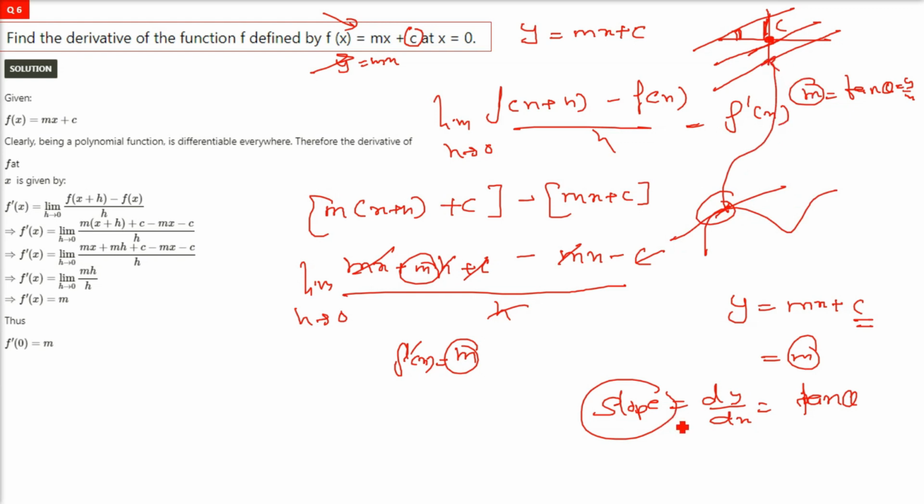If you understand this concept, everything will be clear to you. x equal to 0 doesn't matter because there is no x here. It is a constant. It will remain as a constant. At any point, x equal to whatever, it doesn't matter. Because it will be m. Because slope doesn't change.